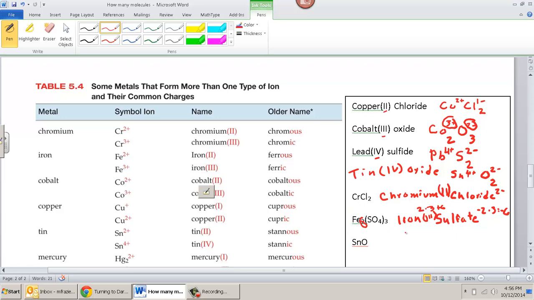Okay, so one last one. Okay, so this is tin oxide. Also, you could practically look at the chart here. There's 2 forms of tin. There's tin(II) and tin(IV). But let's just kind of go through the reasoning on this. And okay, so this is going to be tin oxide.